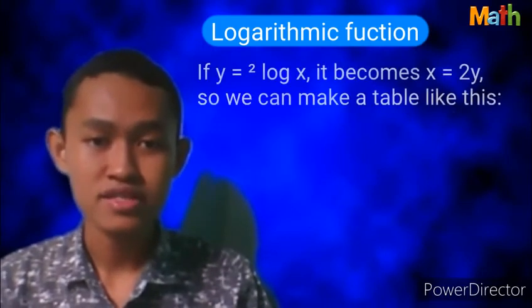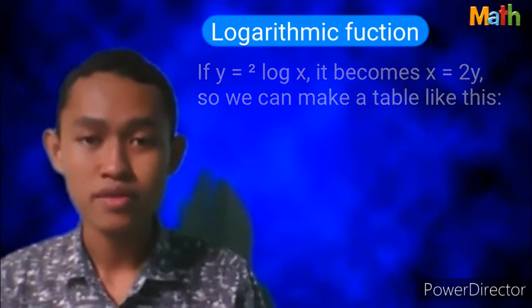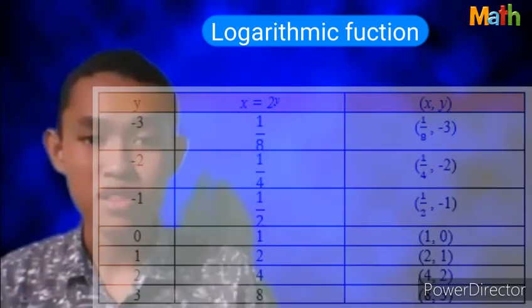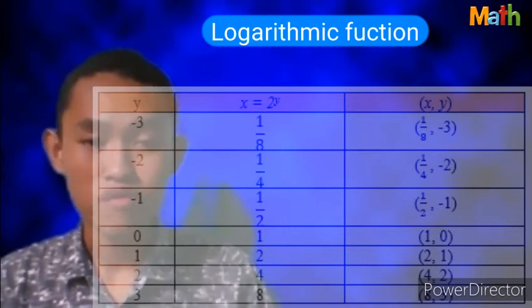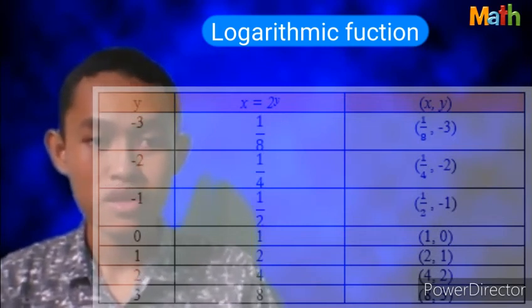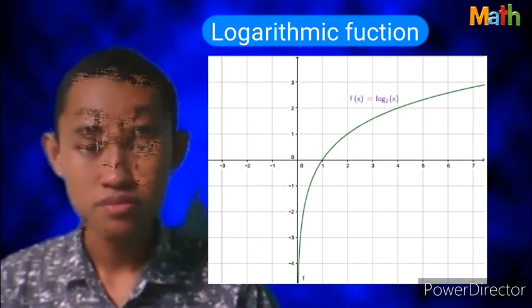Example, if y equals 2 log x, it becomes x equals 2 to the exponent y. So we can make a table like this. If y is negative 3, x is 1 over 8. If y is negative 2, x is 1 over 4. And if y is negative 1, x is a half, and so on and so forth. So the graph will look something like this.